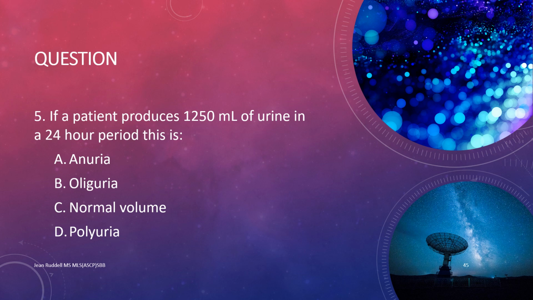Question 5. If a patient produces 1,250 milliliters of urine in a 24-hour period, this is A, anuria, B, oliguria, C, normal volume, D, polyuria. The answer is C. 1,250 milliliters of urine is a normal volume of urine.